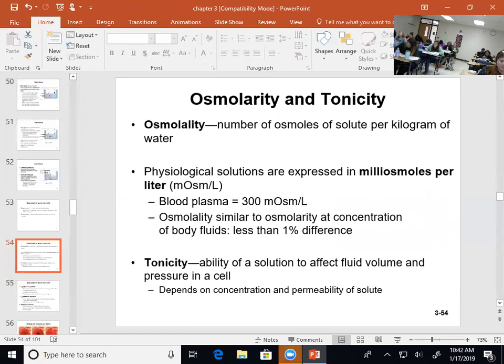Tonicity is referring to the ability of a solution to affect the volume size of a cell. Is that what I've just been talking about? So tonicity is this idea that some solutions, depending on their osmolarity, can affect cell size.